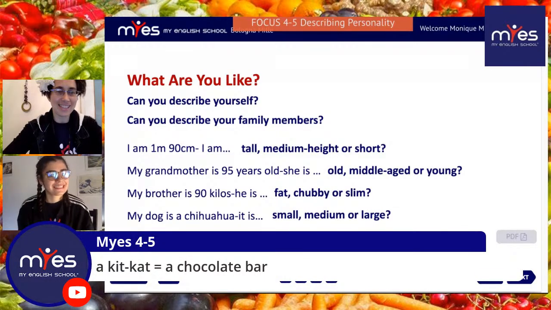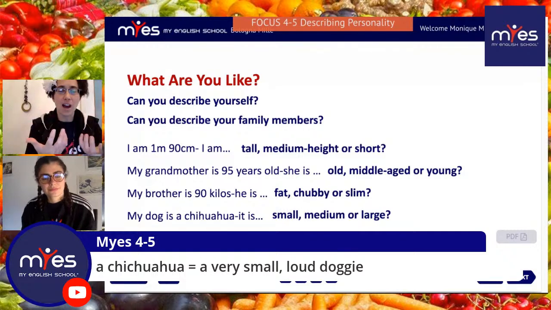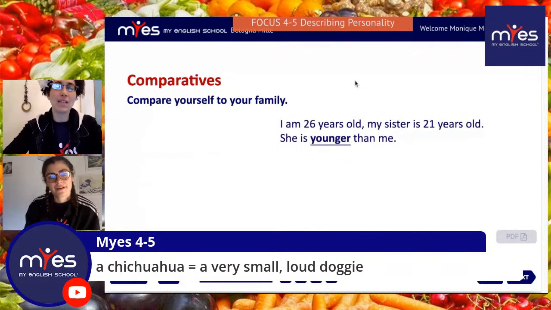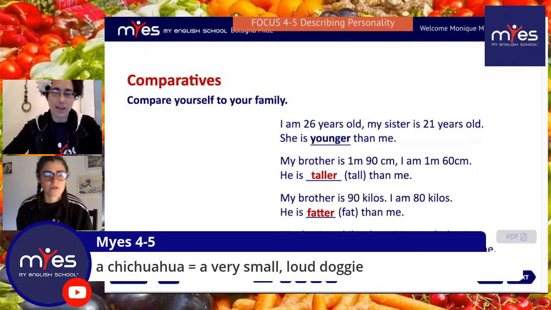Kit Kat. Cool. So a chihuahua is a very small, loud doggy. Doggy is an endearing term for dog. A dog, a doggy, right? Good. Okay, can we look at comparatives? We have a little bit of time left. Why don't we just read through these right here? So let's alternate. You do number one, I'll do number two.